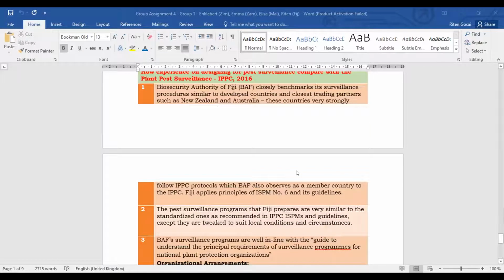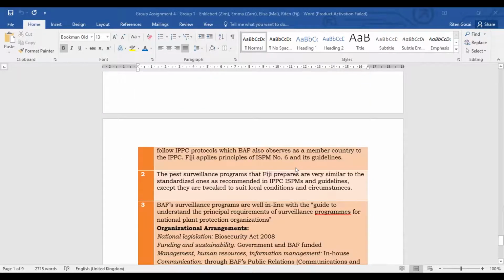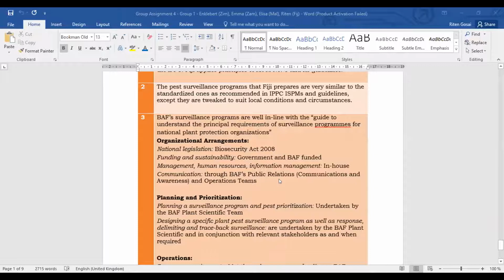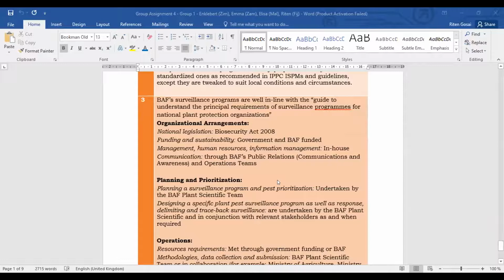But in terms of the observance of the guidelines in ISPM number 6, I just wanted to briefly mention that under organizational arrangements, as is stated in that guide that we are talking about. So there's ISPM number 6, and there's a guide on how ISPM number 6 can be implemented. In terms of aligning to some of those guidelines under organizational arrangements, we have national legislation that supports surveillance. Funding is through the government, or it is internally funded by the Biosecurity Authority of Fiji, the NPPO.